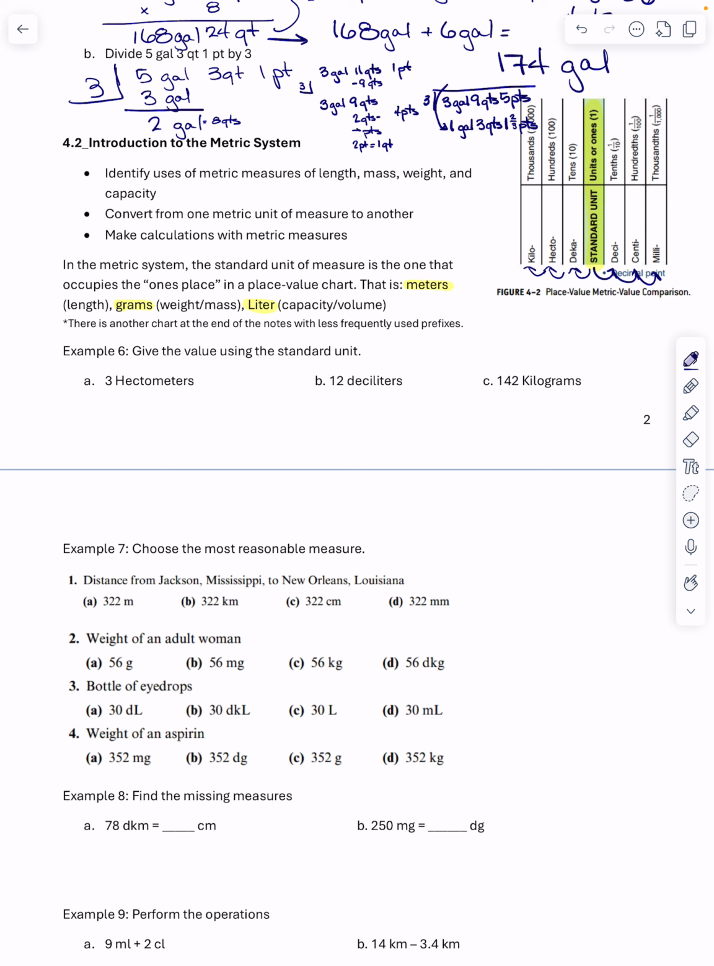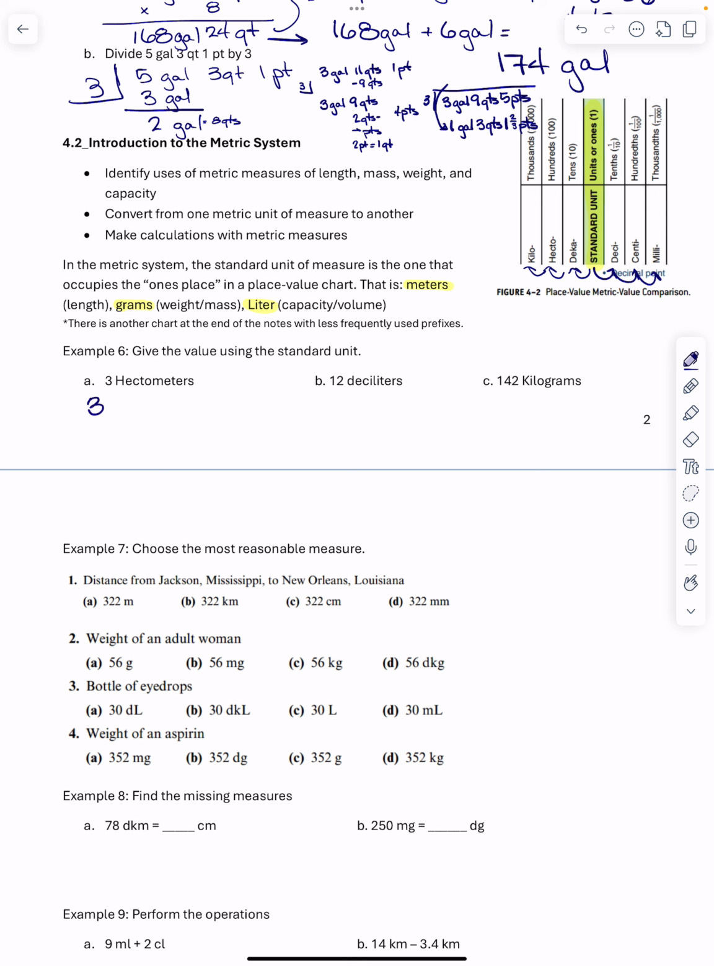So as we convert from the standard unit to one of the others, it tells us what we are multiplying by. To go from a standard unit to a deca unit, meter to decameter, we're going to multiply by 10. Okay, so let's take a look at example 6. If I want 3 hectometers, my meter is my standard unit. Hecto means I'm multiplying by 100.